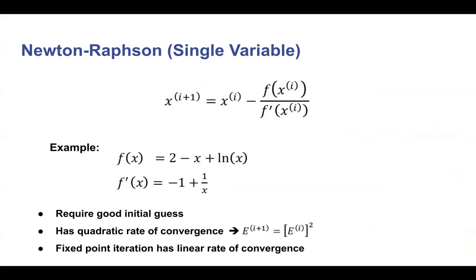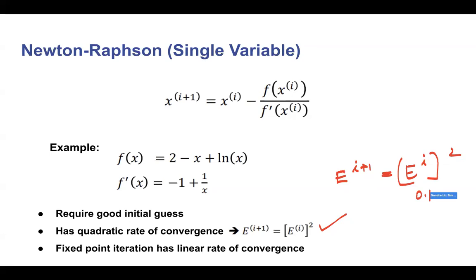This method is said to have what is called a quadratic rate of convergence. What is meant by this? E is the error. What we say is that the error in the i plus 1th iteration is the square of the error in the ith iteration. So imagine that in the first iteration, you are getting an error of 0.1.